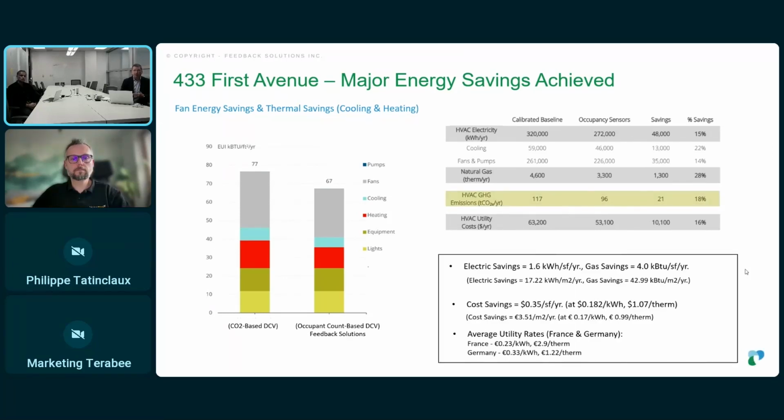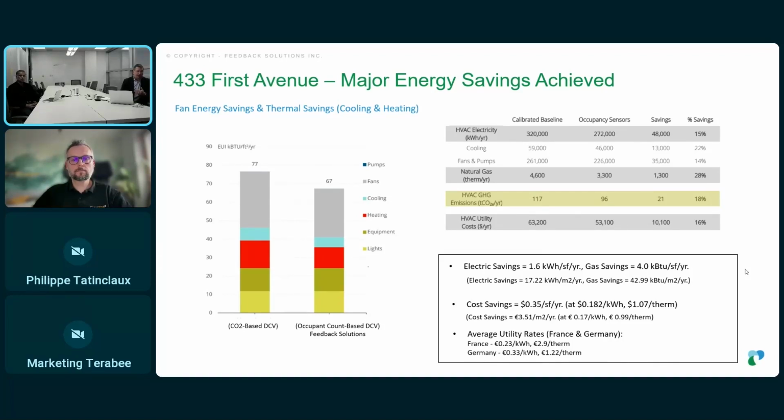To give you some metrics here, the electric savings, 17.22 kilowatt hours per meter squared per year. That's very, very significant. What that meant for NYU is that the energy consumption related to the HVAC system reduced the greenhouse emissions by 18%. That's very, very significant, particularly in a market like New York, where they have specific mandates and penalties if they do not reduce their GHG emissions.